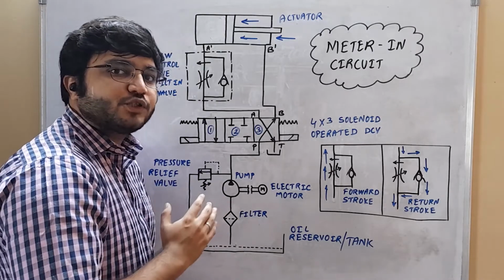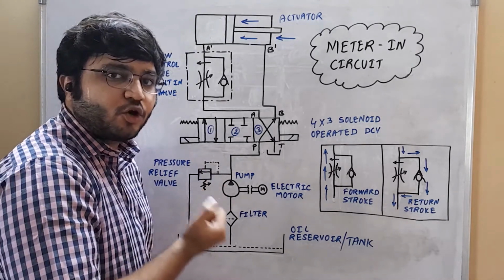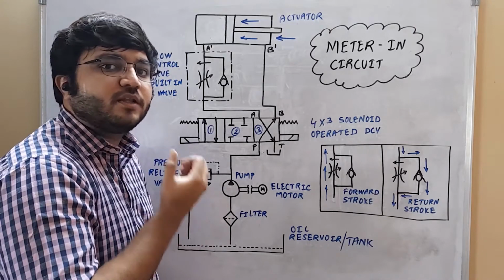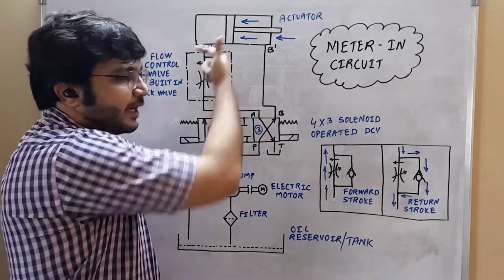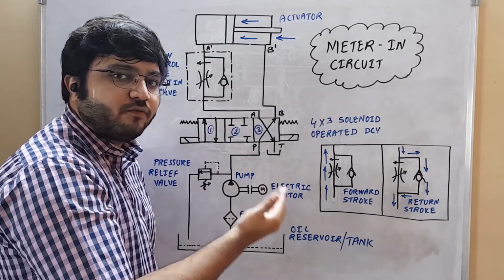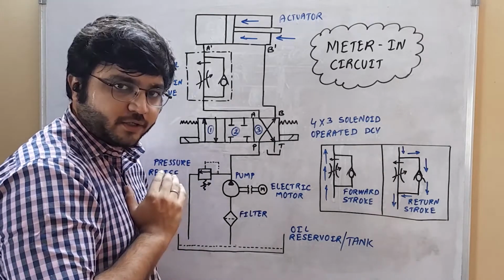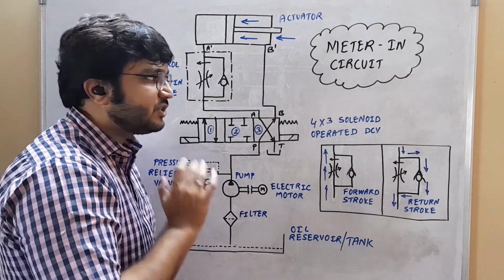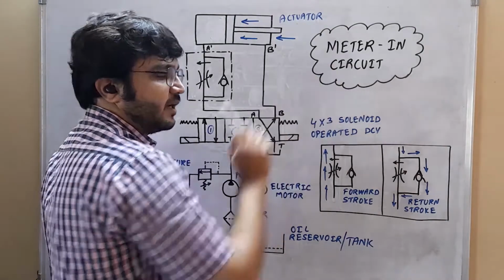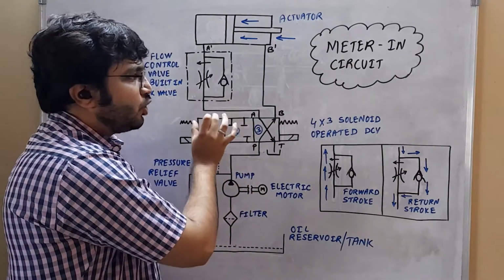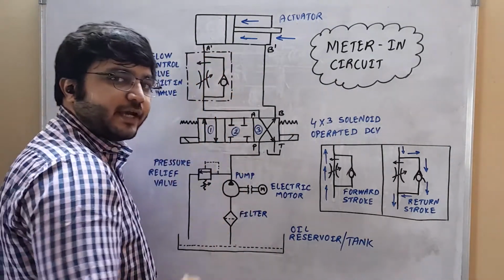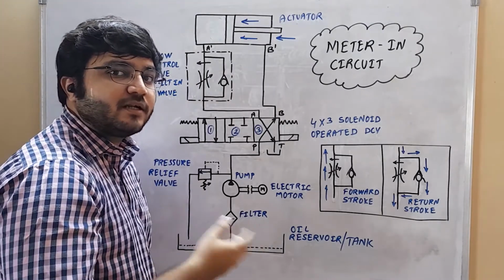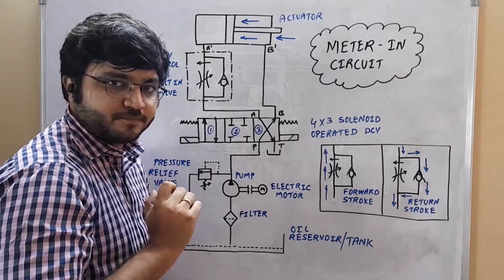So here the forward stroke is taking place at a controlled rate because of the control over the flow rate of the oil entering the actuator, and the return stroke will be at a non-controlled rate. That is why this is called a meter in circuit, since the hydraulic oil entering the actuator will be supplied at a controlled flow rate.